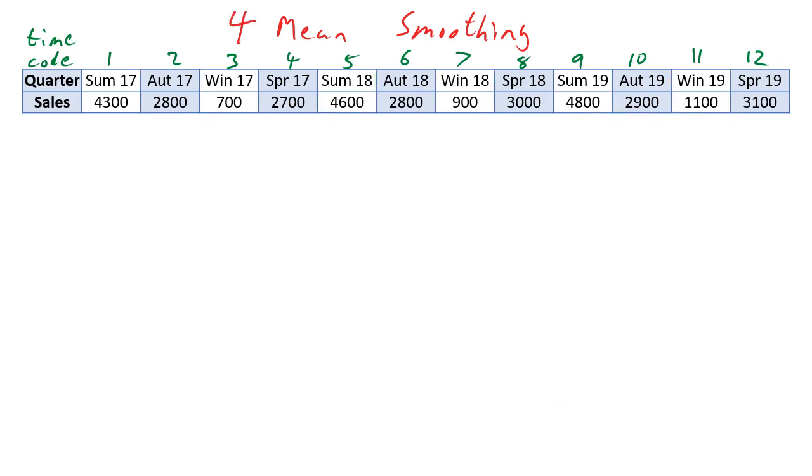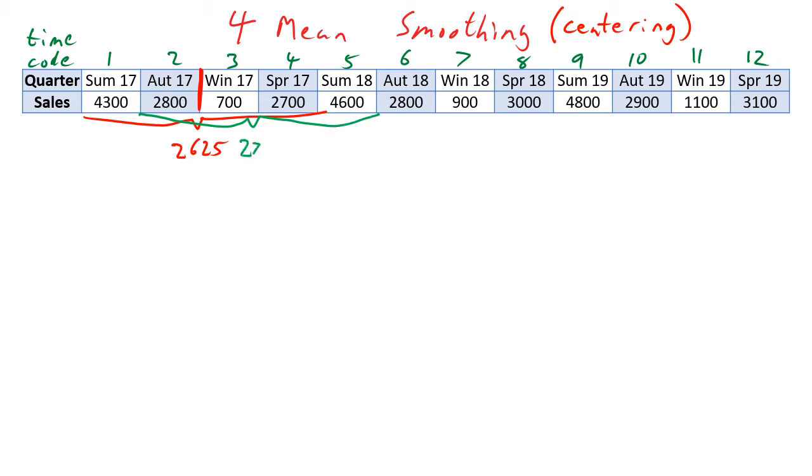4 mean smoothing. Now, because we've got an even number, just like we have with 2 mean smoothing, you've got to do some centering. So 4 mean, so you take the first 4 numbers, and as you can see, that means it's centered here. And if you average those 4 numbers, you will get 2,625. And then we move the mean along 1. So now it's from 2 to 5, and we average those numbers, and you get 2,700, which is centered here.